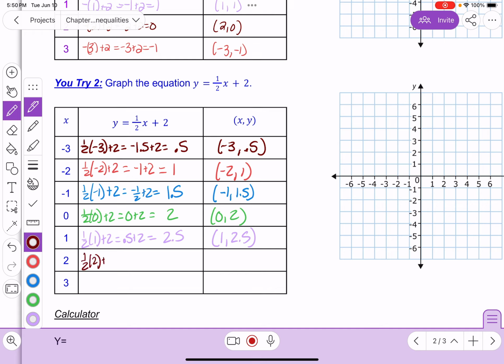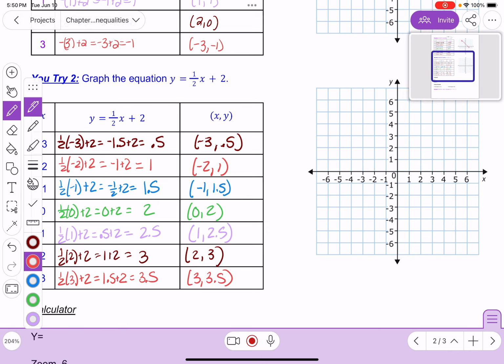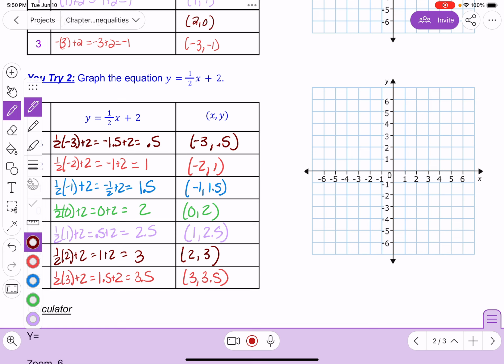1/2 times 2 is 1. So 1 plus 2 is 3. So this becomes 2 comma 3. And then 1/2 times 3 is 1.5. And 1.5 plus 2 is 3.5. So this becomes 3 comma 3.5. So then over here we would plot those points.